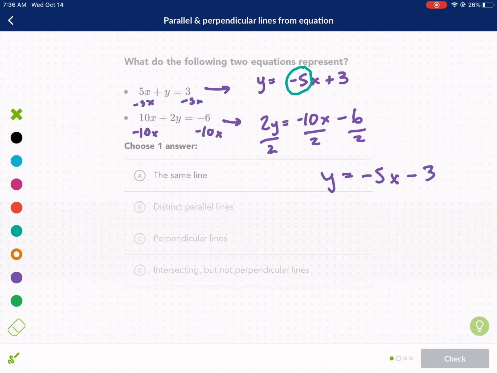Actually, it is kind of important because we want to make sure it's not the same line. I'm going to take back that statement. So we have negative 5 and negative 5. If it has the same slope, it's either going to be the same line or it's going to be parallel lines. But because the y-intercepts are different, let me just double check to see if we did that correctly. Yes, we did. Okay, so the y-intercepts are different. This one's negative 3, this one's positive 3. They are distinct parallel lines. So it's not this one, it's going to be this one, distinct parallel lines.